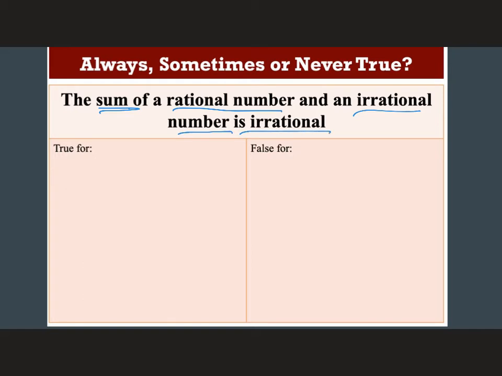You're going to take some time and try adding some different rational and irrational numbers. Put some here where they are true. And if they're false, you're going to list the examples here. Try out different ones and then make a conjecture whether you think this is always, sometimes, or never true.